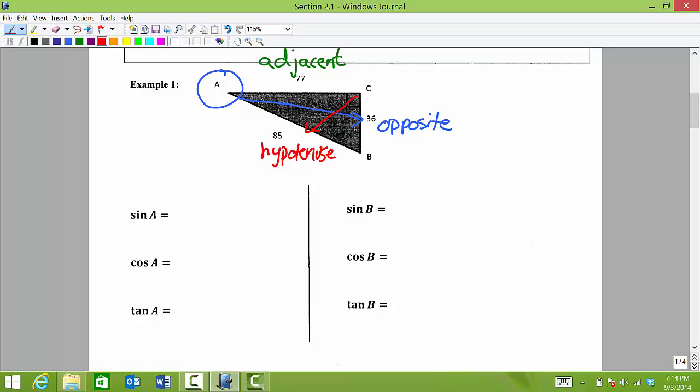Now we have all three sides labeled, and we can now form our trig functions. So sine of angle A would be the side that is opposite divided by the hypotenuse. So that would be 36 divided by 85. Cosine would be the side that is adjacent divided by the hypotenuse. So that will be 77 divided by 85. Tangent will be opposite over adjacent. The opposite would be 36, and the adjacent side would be 77.